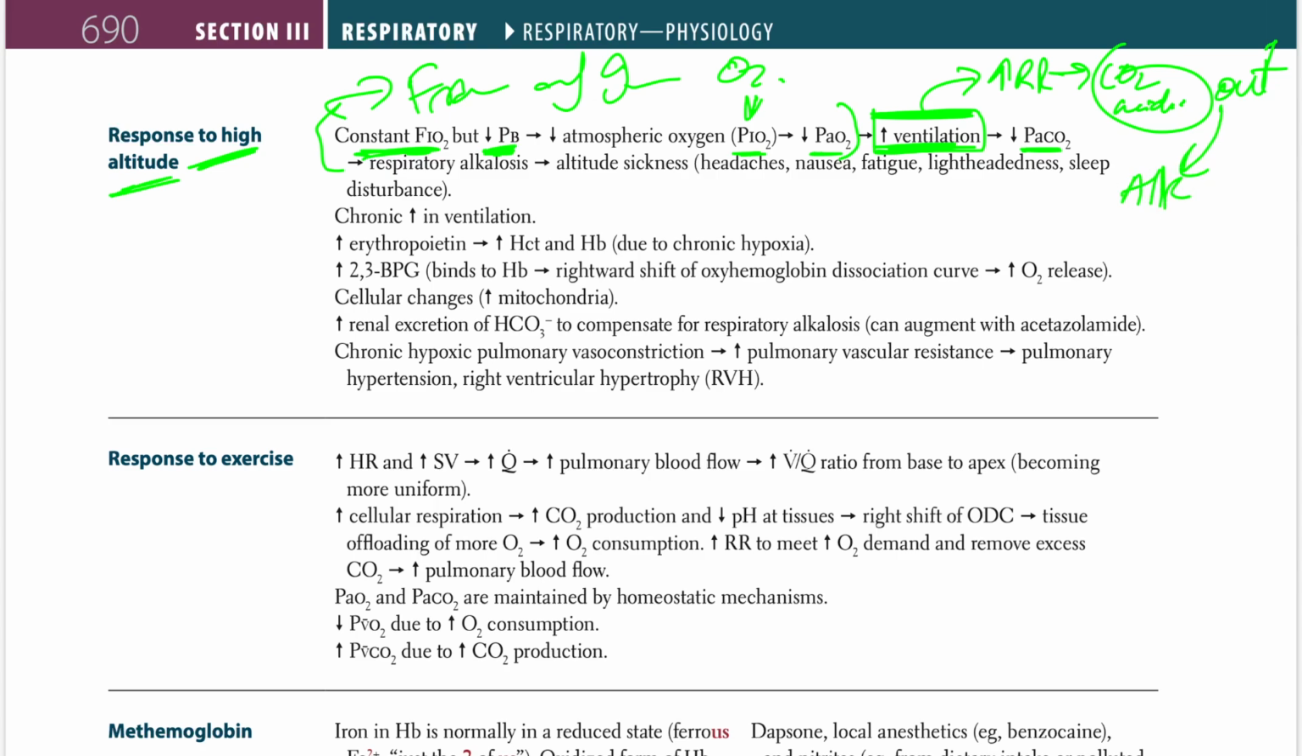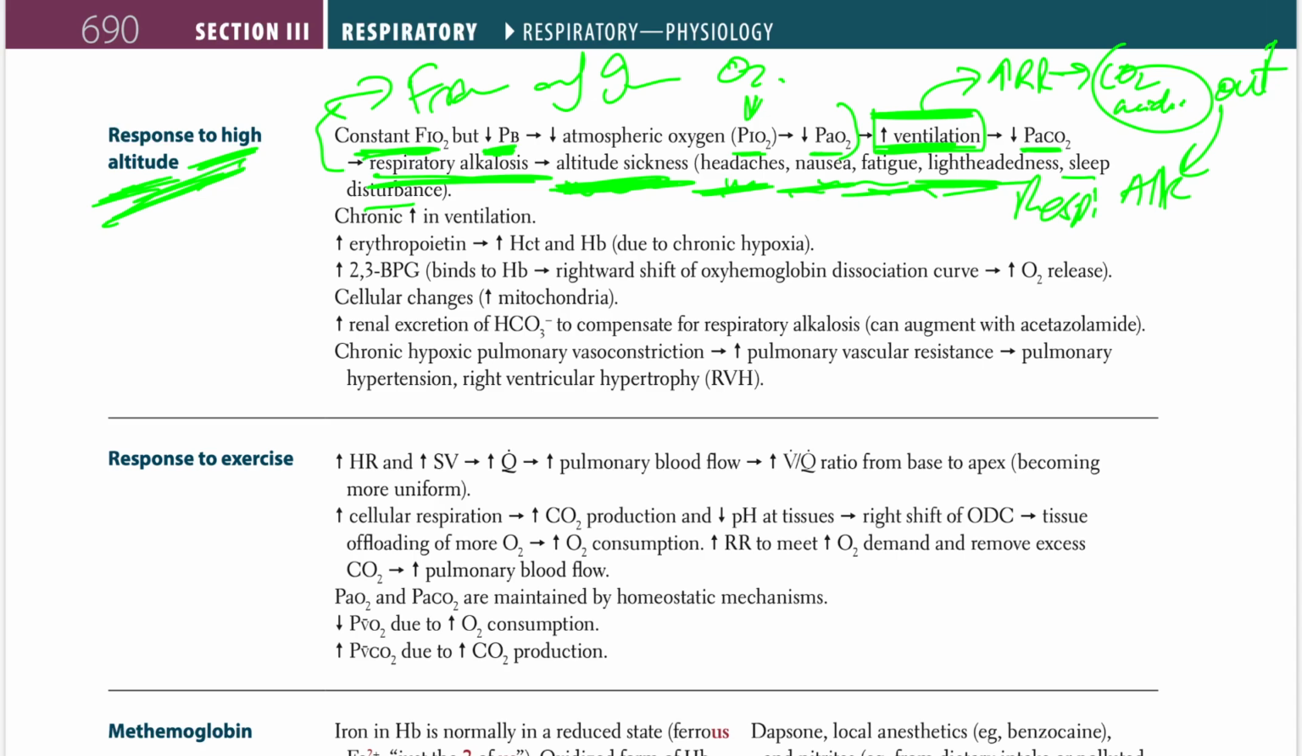But what are we talking about? Are we talking about metabolic or kidney, or respiratory? No, we're talking about respiratory here. So it's going to cause respiratory alkalosis. And that respiratory alkalosis would cause altitude sickness, for example headache, nausea, fatigue, lightheadedness, sleep disturbances. If you recall going to a high altitude place, you will have acute altitude sickness, which is headache, nausea, fatigue, lightheadedness, all of that.